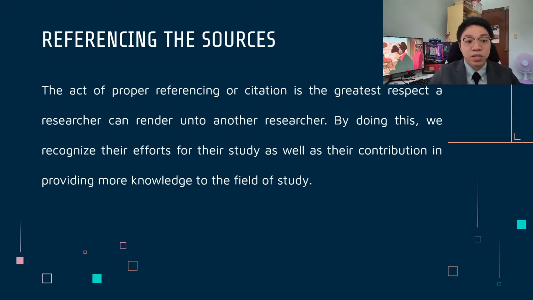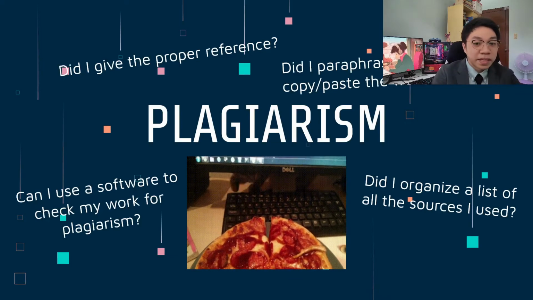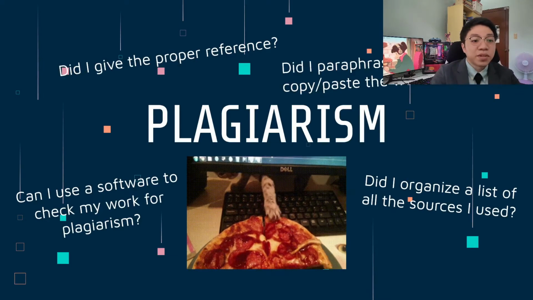So, referencing the sources. The act of proper referencing or citation is the greatest respect a researcher can render upon another researcher. By doing this, we recognize their efforts for their study as well as their contributions in providing more knowledge to the field of study. So it's very important that we reference the sources, because if we don't, we're going to be accused of plagiarism.